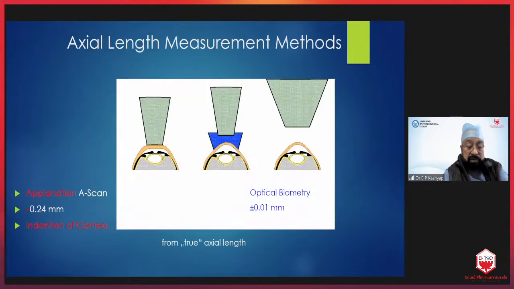So this is the difference between applanation and contact methods and optical biometry. Optical biometry does not touch the eye. So you can estimate that if you are doing applanation biometry, the axial length will be a little less because it compresses the cornea. If you are doing an immersion method, it will be a little more. And if you are doing optical biometry, it will be a little more. So this is the true axial length.